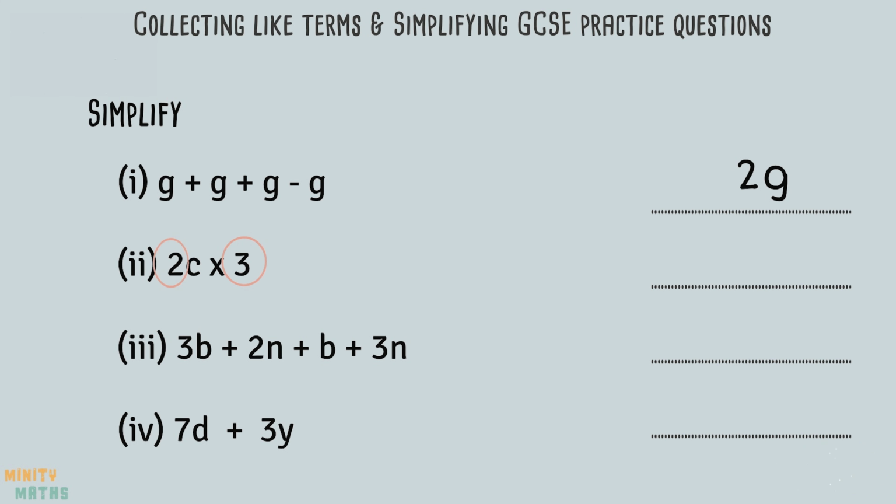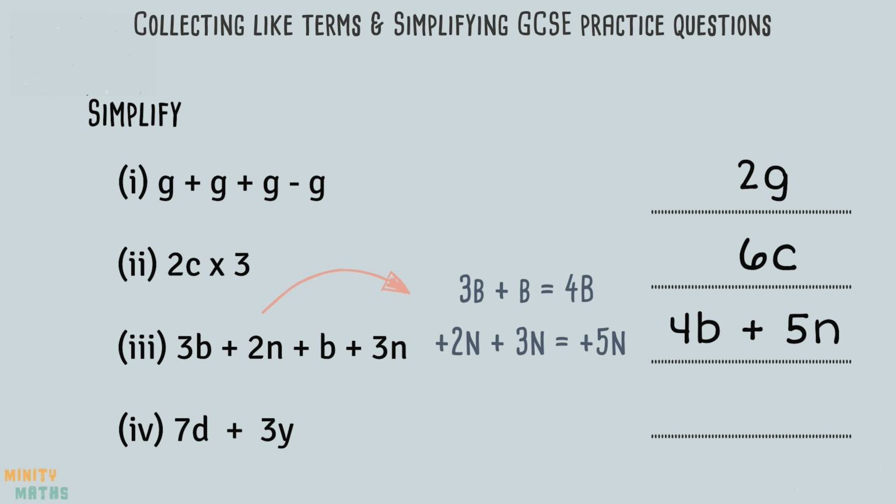For question 3, notice we have 2 different terms here, and because this involves addition, we cannot add 2 different terms together. So, we should collect the like terms and deal with them individually. We can collect 3b and b together. Adding them gives us 4b. Then we can collect the n terms together, including the signs, giving us 5 lots of n. This expression is now in its simplest form.